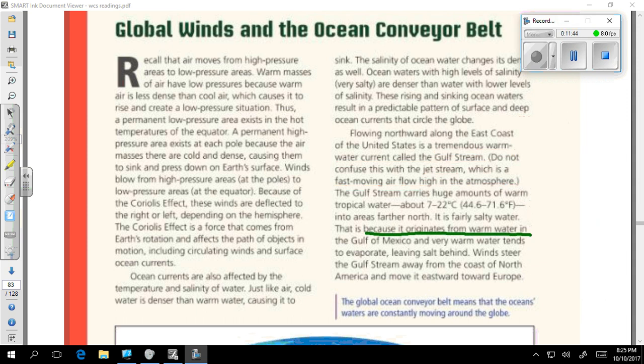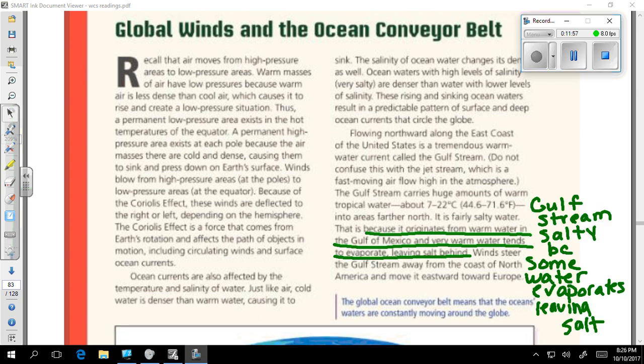So the next thing that I need you to underline is the part where it says, because it originates from warm water in the Gulf of Mexico, and very warm water tends to evaporate, leaving salt behind. And I need you to write in the margin that the Gulf Stream is really salty because it's very warm in that area. So the water evaporates, but it doesn't evaporate the salt. It leaves the salt there. So the leftover salt makes the water that's left over even more salty.